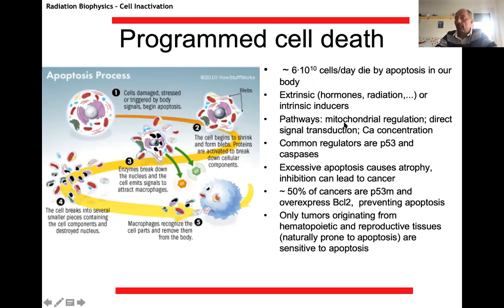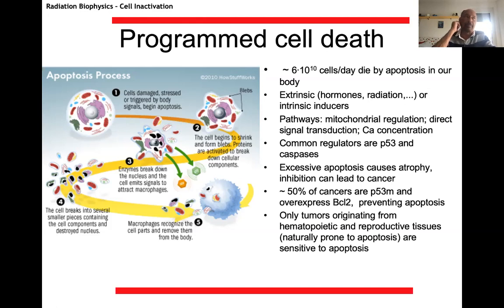The pathways go through mitochondria, signal transduction, and calcium concentration. As I said, common regulators are p53 and caspases. Now, if you have excess apoptosis, you go into atrophy. This is known. The atrophy diseases are very often associated with excess apoptosis.